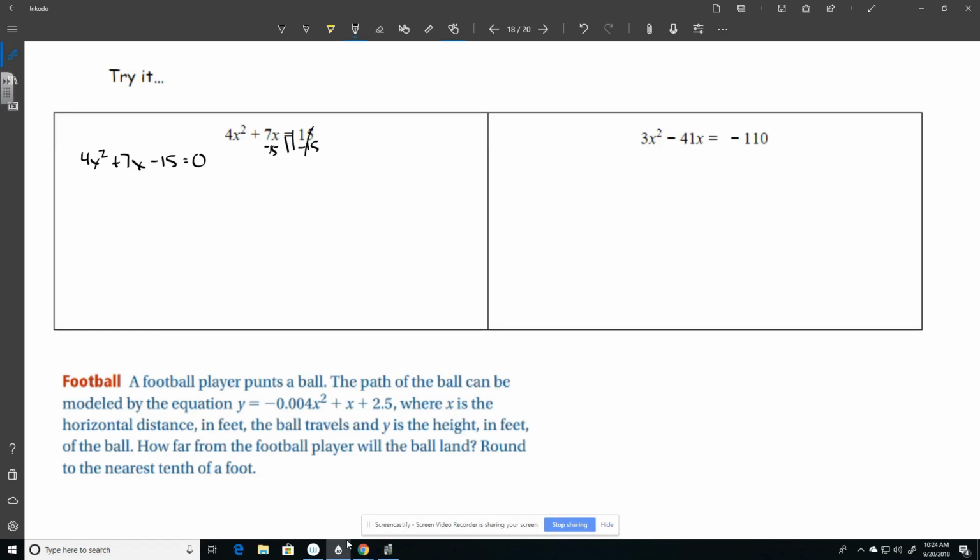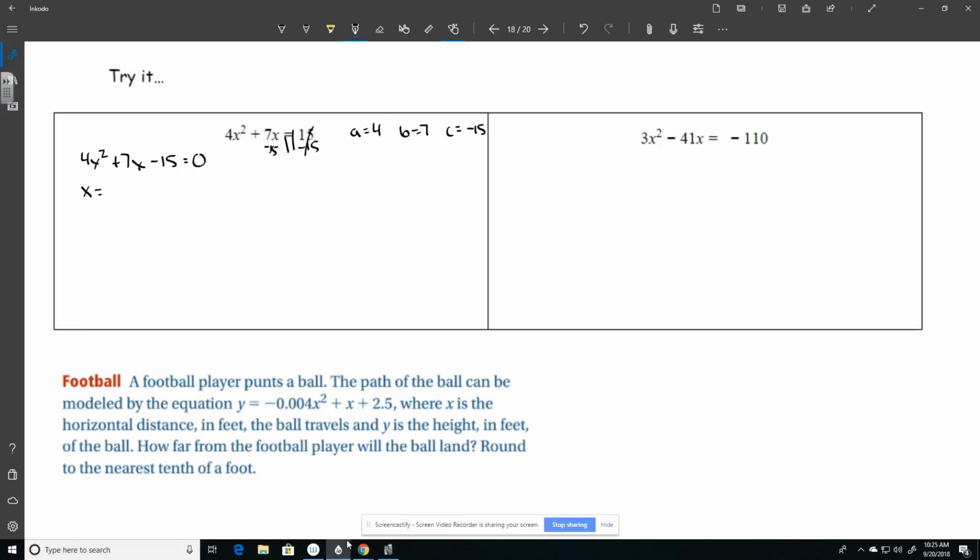So now I need to look at my a, b, and c. A is equal to whatever's in front of the x squared, which is 4. B is equal to positive 7. And c is equal to negative 15. So I plug those into my formula.